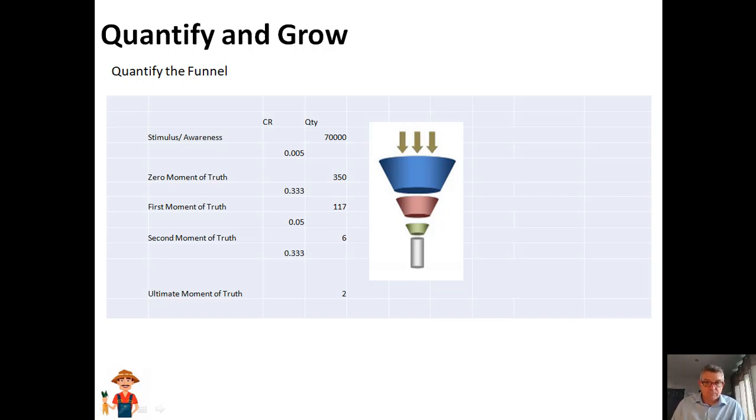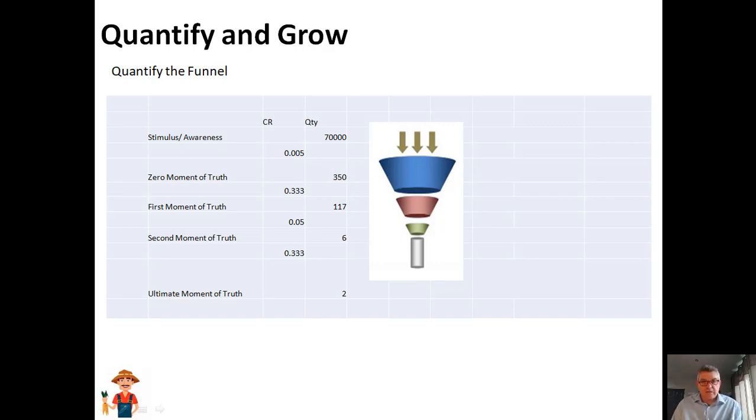Of that 350 that got into the 0 moment of truth, when we get into that first moment of truth, only a third of them who hit the 0 moment of truth then went to that next stage of investigating the first moment of truth. And of them, only 5% made it into the second moment of truth, i.e. maybe in this case, only 5% of them actually made a purchase and got into that second moment of truth where they're long-term customers. And of that 5%, i.e. 6 people, a third of them we persuaded to say something nice about us in the ultimate moment of truth.